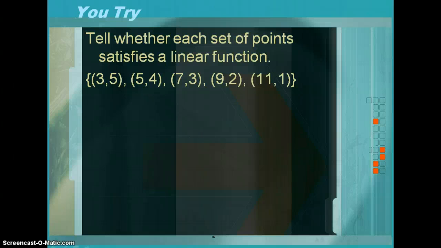So the Try is the same thing: tell whether each set of points satisfies a linear function. And again, start with the t-chart and then check that from x to x and then from y to y that the numbers match, or the increase or decrease matches. So your ordered pairs are 3, 5; 5, 4; 7, 3; 9, 2; and 11, 1. And that would be the end of this video, and this was the second video of 3.